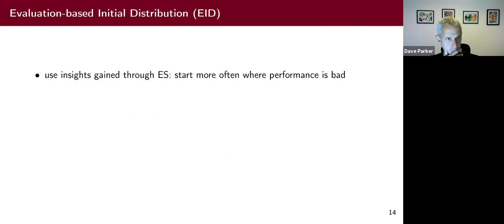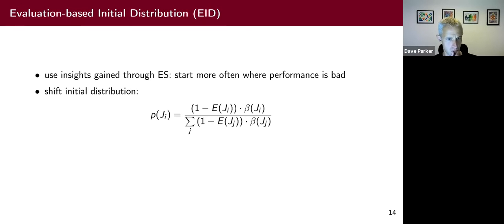The first method we propose here is the so-called evaluation-based initial distribution, EID. The idea is to use the insights gained through the calculation of the evaluation stage. We would like to start more often in regions where the local performance is bad. Instead of sampling according to the initial distribution of the MDP, we shift the initial distribution. By multiplying the distribution of the regions with 1 minus the value of the evaluation function, we start less where the evaluation value was good and vice versa. Within the regions, we sample uniformly.